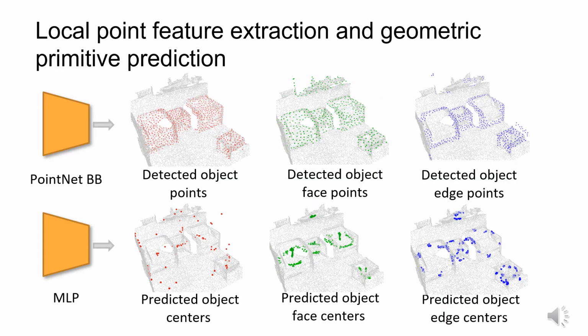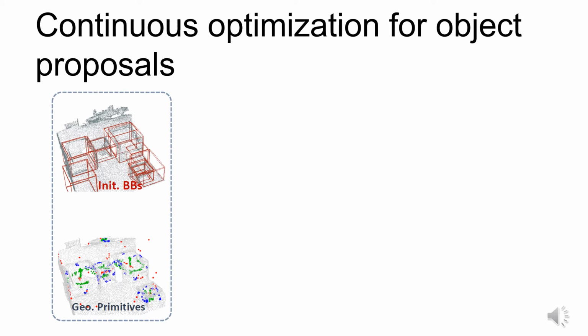Let's first look at the geometric primitive prediction module. We use PointNet backbones to extract a point feature and also predict related object masks, object face and object edge masks. We then apply a multi-layer perceptron to predict the corresponding geometric primitives, which are object centers, object face, and edge centers.